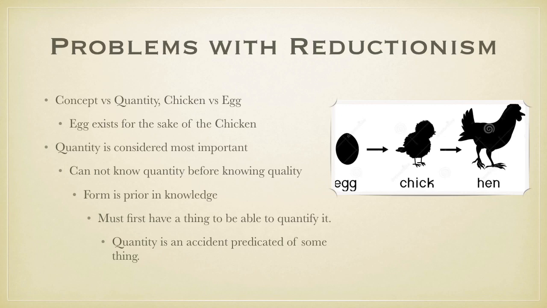Or we could say it in terms of knowledge. Essence and quality is prior to quantity. We must have a knowledge of a thing in order to quantify it. To put this in Aristotelian terms, we can say that quantity is an accident that only exists in a subject.